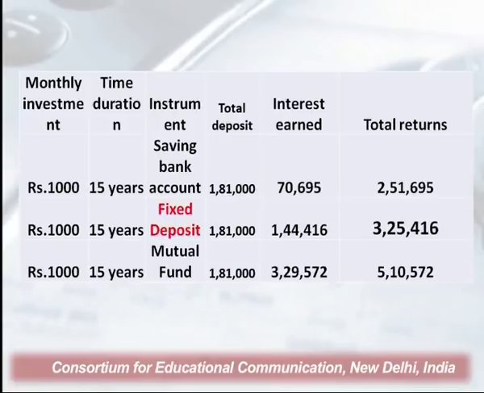Let's say you go to a bank and you save your money in a bank account. So after 15 years, your total investment will be 1,81,000. That will be a total deposit. Assuming that the bank gives you 4% interest, 70,695 is the interest you have earned. So in a savings bank account, if every month you deposit 1,000 rupees, your total returns after 15 years will be just 2,51,695 rupees.